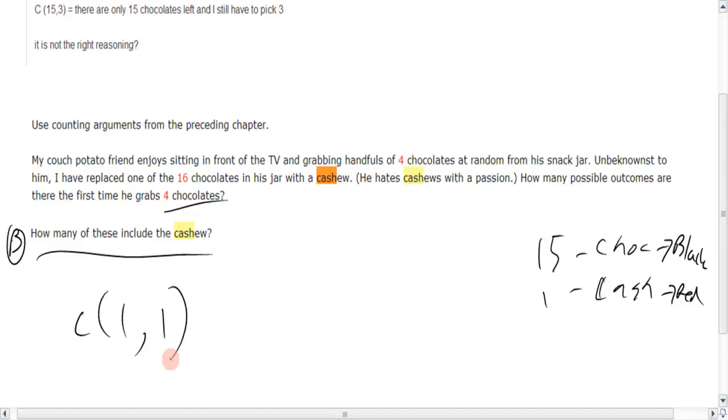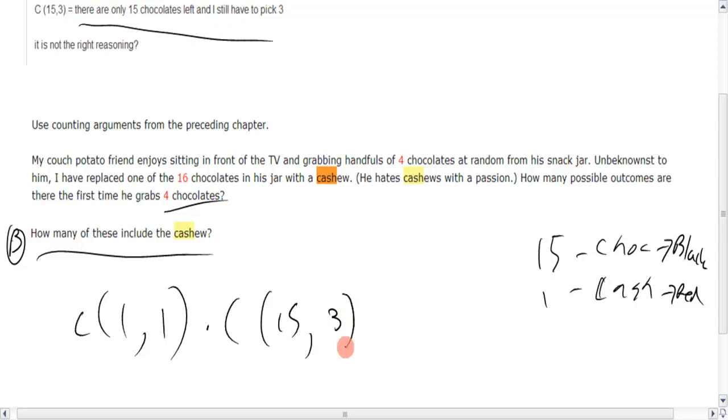So now that you've done that, we've picked the cashew. How many things are left in the jar? Well, there are 15. And here's where you're right. There are only 15 chocolates left, and I still have to pick 3. So out of the 15 chocolates, you're going to pick 3.